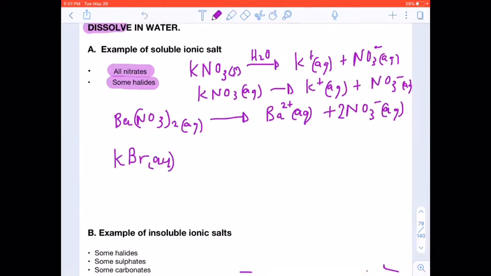That's soluble, and we say K+ aqueous plus Br- aqueous. So whenever it's soluble, we can break it up into its ions. So there you have that.